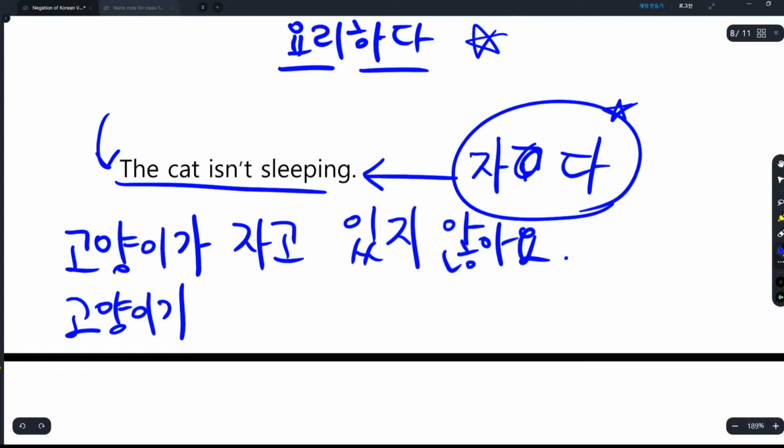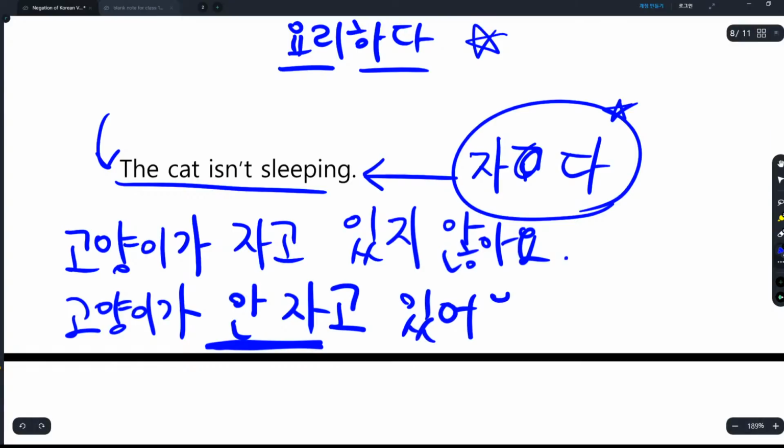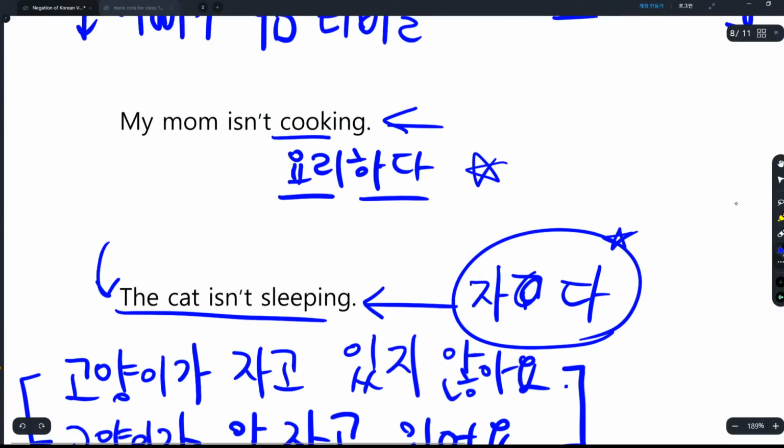Or you can put 안 in the stem part first, and then conjugate this in present progressive, which is 고양이가 안 자고 있어요. 고양이가 자고 있지 않아요. Or 고양이가 안 자고 있어요. These two would be the possible translations for the cat isn't sleeping.